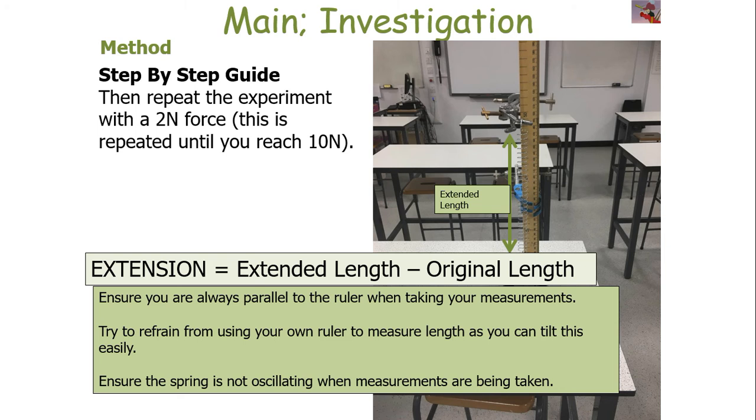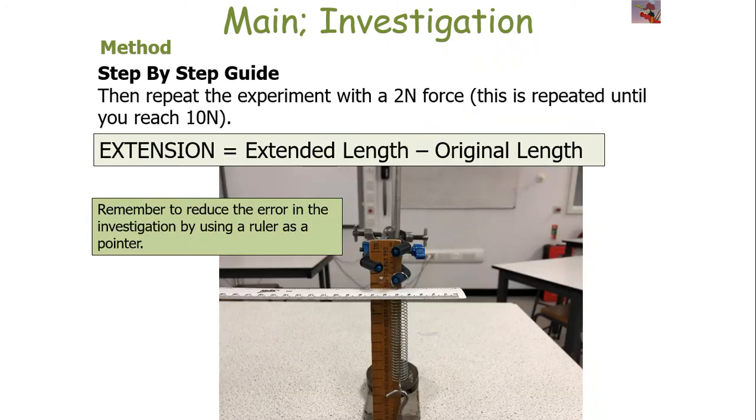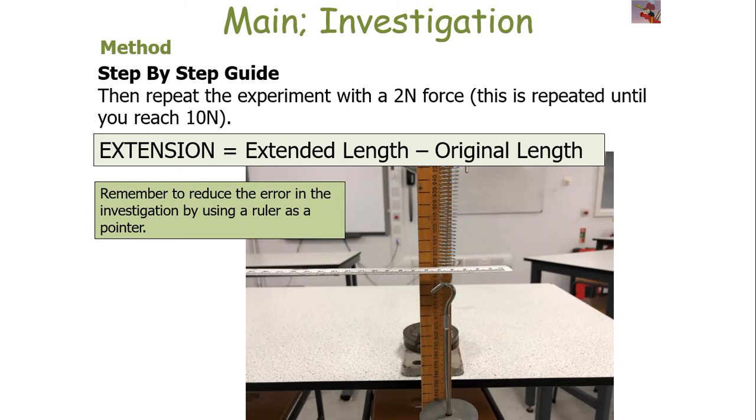8, 9, 10 newtons. Now, always ensure when you're doing this practical, you're parallel to the ruler when you're taking your measurements. Try to refrain from using your own ruler, as that can tilt easily. Use the ruler that's been clamped vertically, and also always ensure the spring is not oscillating when measurements are being taken. As we said before, always try and use a fiducial marker as a pointer to reduce that parallax error, as mentioned previously.